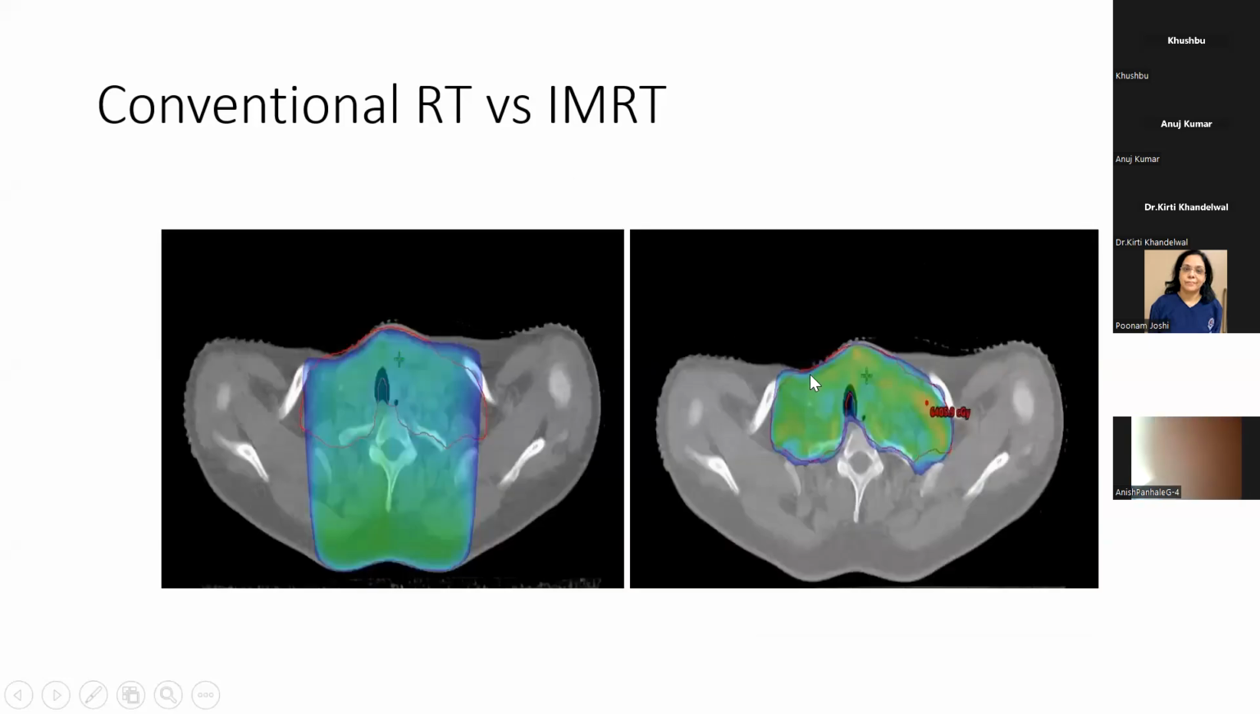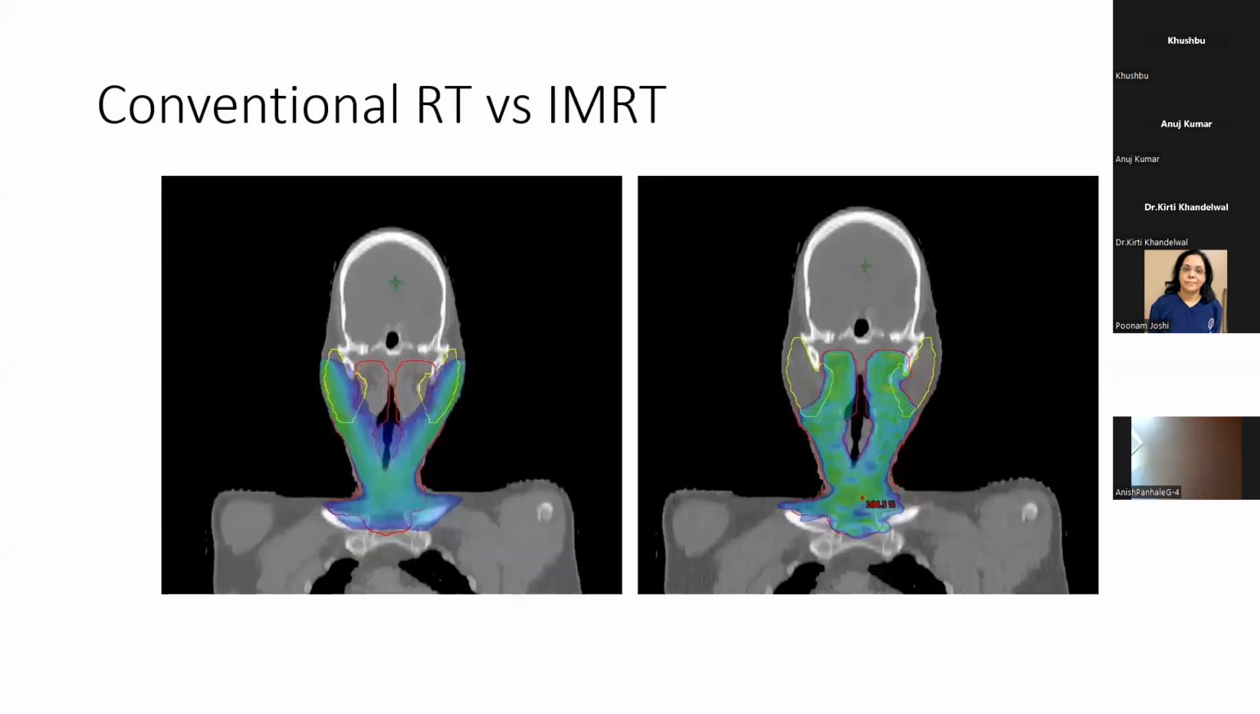And here again, another slide that shows the decreased dose to the spinal cord. So these are some of the benefits that we get by using an advanced modality of treatment. Here we can see another representation in the coronal imaging that shows how different it is when we treat with IMRT compared to conventional treatment.